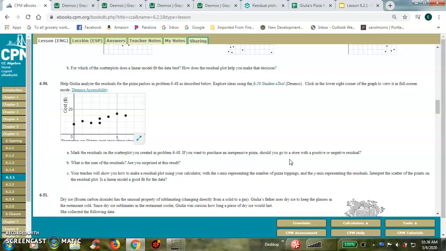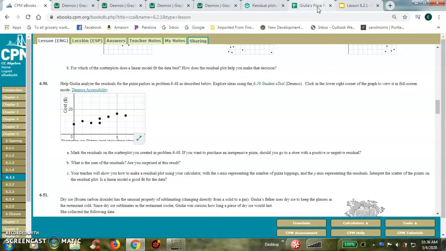If you want to purchase an inexpensive pizza, should you go to a store with a positive or negative residual? Well, I hope this makes sense to you. You should go to a store with a negative residual, because that means the actual cost is going to be below the predicted. All right, the next thing we had to do is find the sum of the residuals.